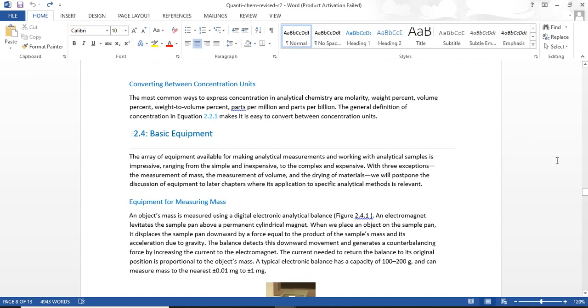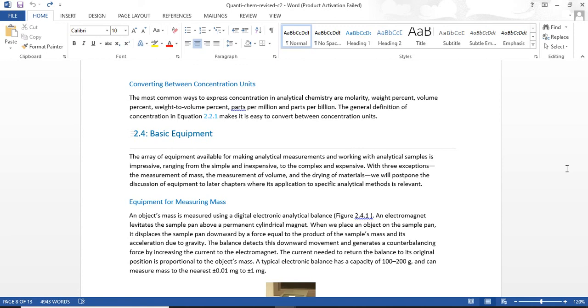Okay, converting between concentration units. The most common ways to express concentration in analytical chemistry are molarity, weight percent, volume percent, and weight to volume percent. Our parts per million and parts per billion are rarely used because they are warned against, as they are not that exact. Okay, the general definition of concentration in your equation makes it easy to convert between concentration units.